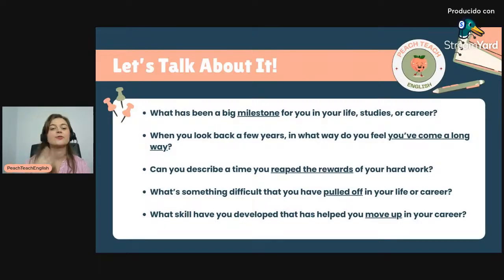So the skill that I have developed that has helped me to move up in my career is becoming a better communicator. Now that I'm able to be more comfortable speaking in front of people like we're doing now, I've been able to move up and grow in my career so much. And I want to continue doing this because I think it'll allow me to move up more and more.